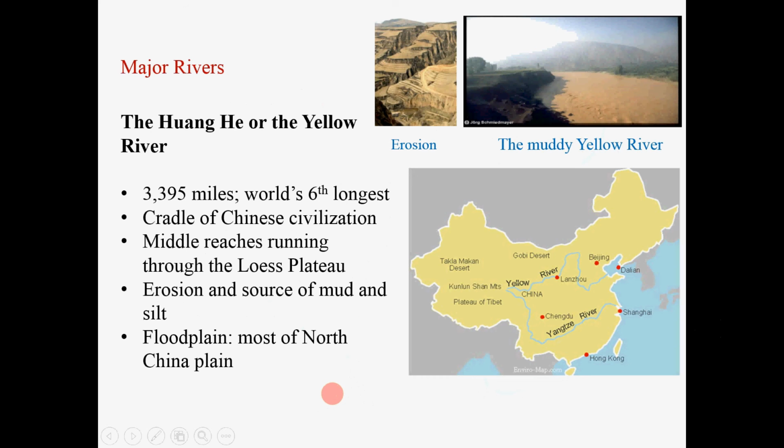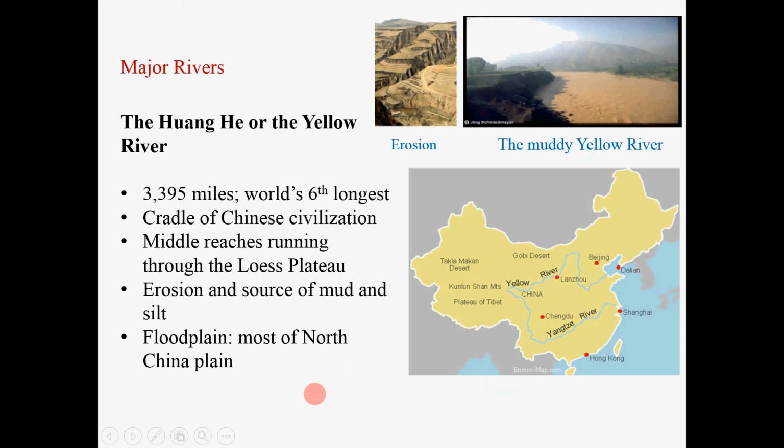Major rivers in East Asia are mainly concentrated in China. There are two major rivers in China. The Huanghe, or the Yellow River, originates from the Tibetan Plateau, and its middle course runs through the Loess Plateau and all the way through the North China Plain, emptying into the ocean. The entire length of the river is 3,395 miles. It's the world's sixth longest river.